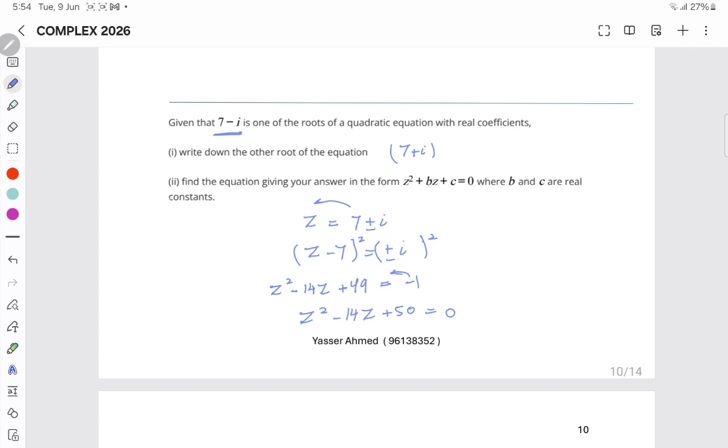And like that question, he said, where b, c are real constants, so we can state the value of b by comparing that with the given equation. So the value of b here, it's equal negative 14. You need to find it. The value of c, it will be equal 50. Then hashtag we love math.